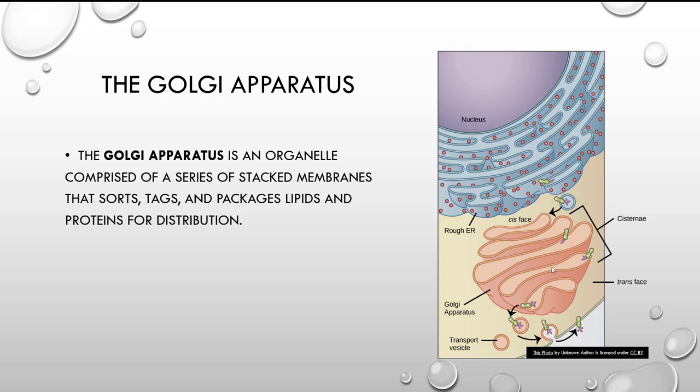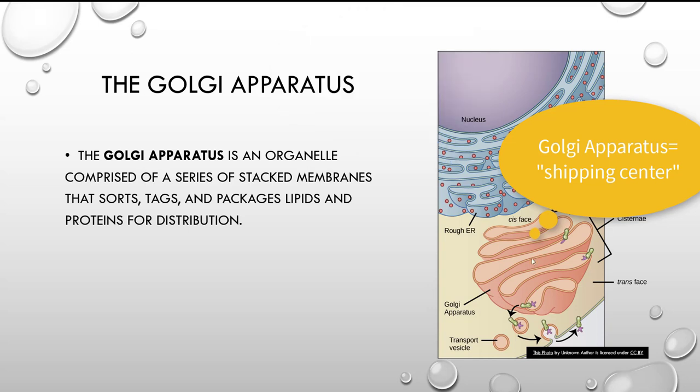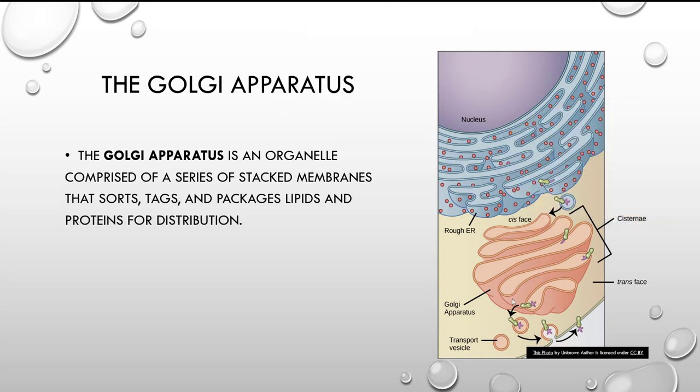Okay. So think of the Golgi apparatus as the shipping center of the cell, okay? So we have the boss of the cell up here, the nucleus, and then we have the factory floor making the products, and then we have the shipping center that is putting everything in boxes and putting the shipping labels on them, and then the transport vesicles are shipping them out of the warehouse, wherever they're going, shipping them out of the cell. All right.